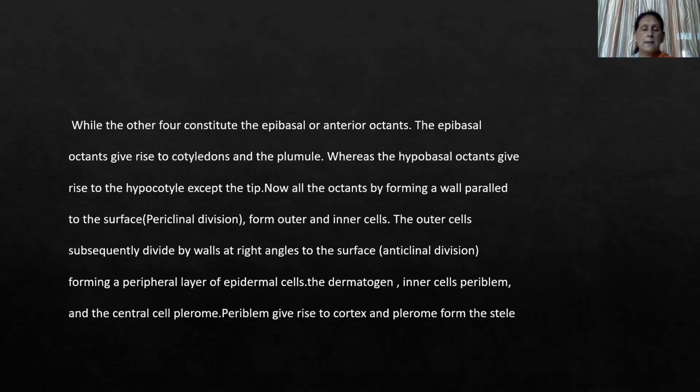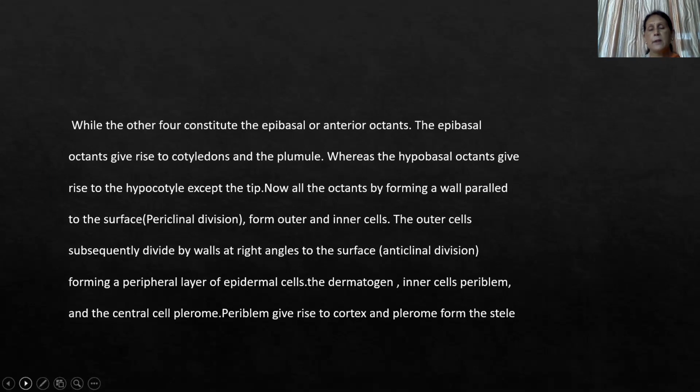The epidermal cell again divided into 3 layers. Outer is called epidermis, the dermatogen, the inner cell is called peribleum, and the central cell is called plerum. That means the epidermal cell actually consists of 3 layers of tissue, and outer is called dermatogen or skin, inner is called peribleum, and the central middle portion cell, those are called plerum.